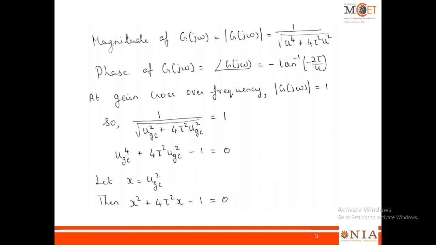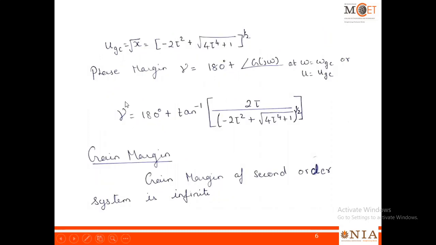phi suffix GC. So here you can see that phase margin is 180 degree plus the phase of G of j omega at u is equal to UGC, or omega is equal to omega GC. I have substituted the phase function here, but instead of u, I have substituted the UGC value. So now this is the expression for phase margin. Phase margin is equal to 180 degree plus phi GC, that is, the phase of the open loop transfer function at gain crossover frequency.